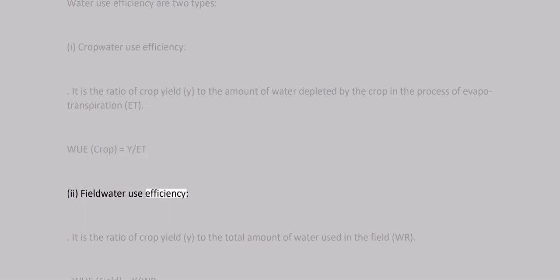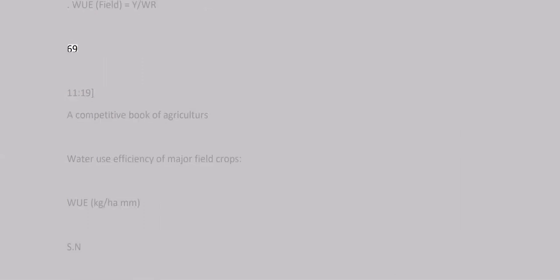2, field water use efficiency. It is the ratio of crop yield, Y, to the total amount of water used in the field, WR. WUE field equals Y/WR. Water use efficiency of major field crops, WUE in kilogram per millimeter: finger millet 13.42, wheat 12.63, groundnut 9.24, sorghum 9.05, pearl millet and maize 8.06, rice 3.7, lowest. Unit 8, terms: crop curing, tobacco, tea, onion stripping, nipping, wrapping, jute, gram, cotton, sugarcane propping, banana trashing.